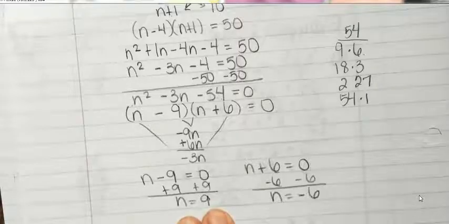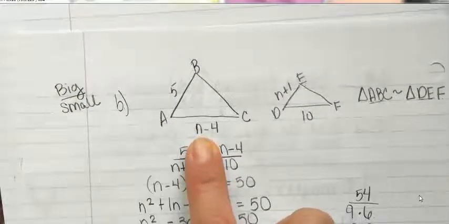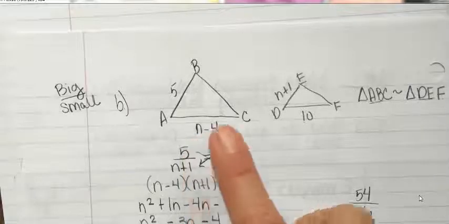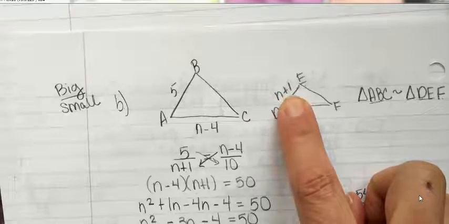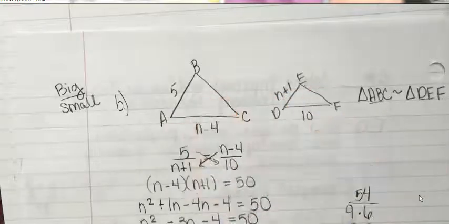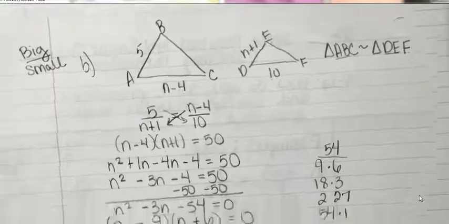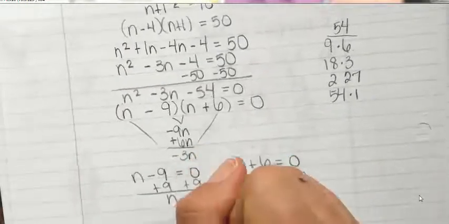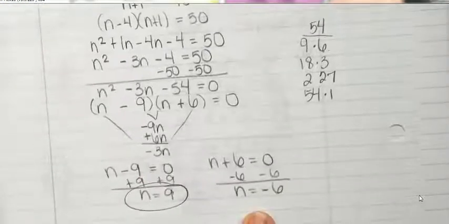So if I plug 9 in to this triangle, I get 5 as the length of a side. Makes total sense. I get 10 as that side. Makes total sense. Okay, so these might be isosceles triangles. Who knows? Maybe even equilateral. I'm not sure. Okay, so I know that n equals 9. That'll totally work for me. Now, n equals negative 6.